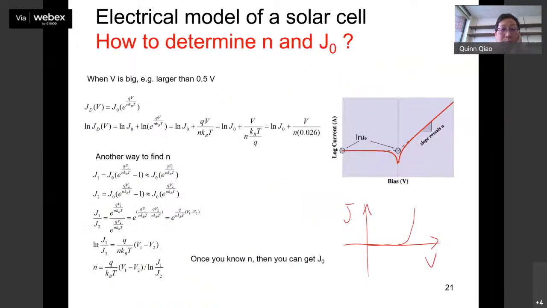Okay, so let's see why you can see that. This is a JV curve, a semi-log JV curve, right? And this is J_0, this one minus what?